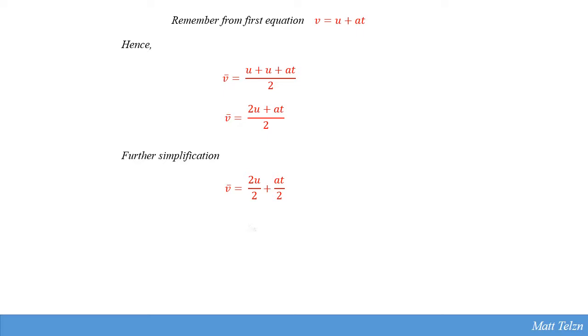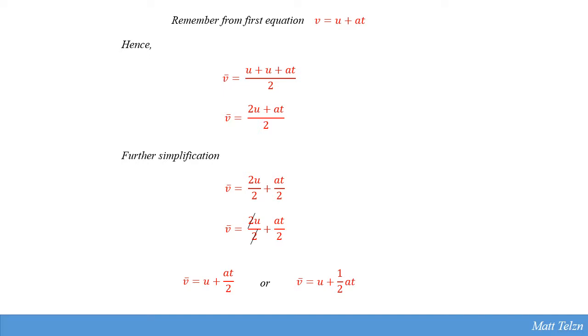If you look at it, we have 2 that is common there. So 2 cancels 2. On the other side, there is nothing that is going to cancel out. So average velocity is equal to u plus at over 2, or average velocity is u plus half at, still the same thing.